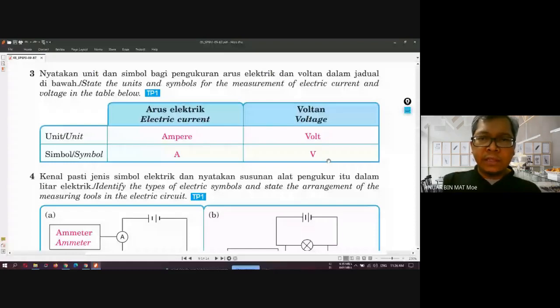Identify the type of electrical symbol and state the arrangement of the measuring tool in the electrical symbol.